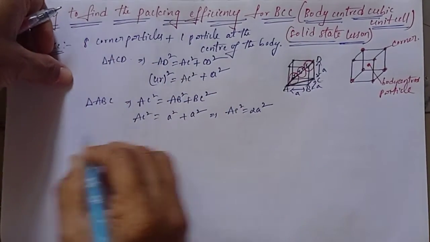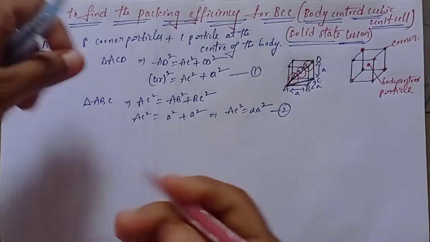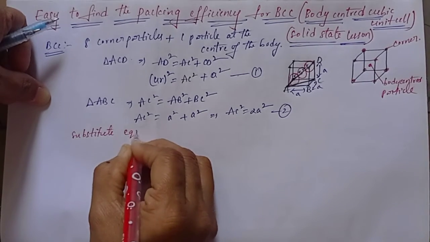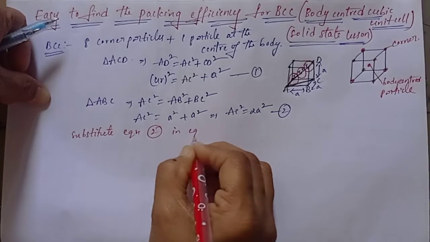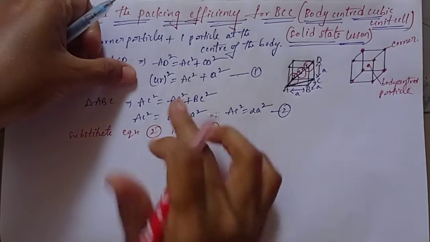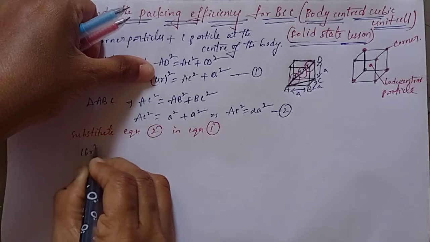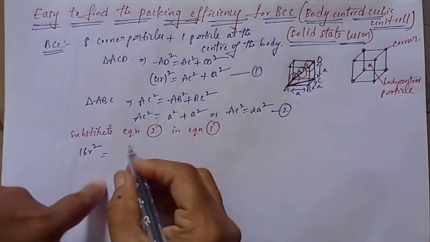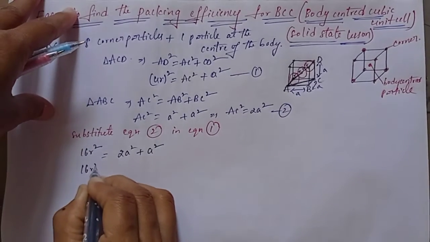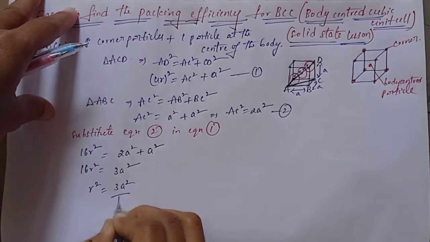(4R) whole square is equal to AC square plus a square. Just write this as equation 1 and this as equation 2. Now substitute equation 2 in equation 1. Equation 2: AC square is equal to 2a square. Then 4R whole square, that means 16R square, is equal to 2a square plus a square, 3a square. Then R square is equal to 3a square by 16.